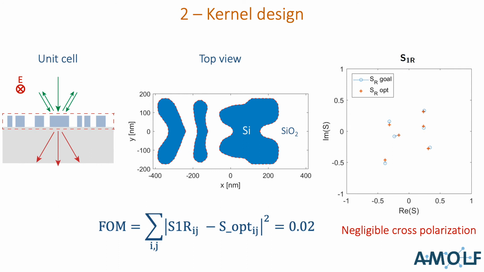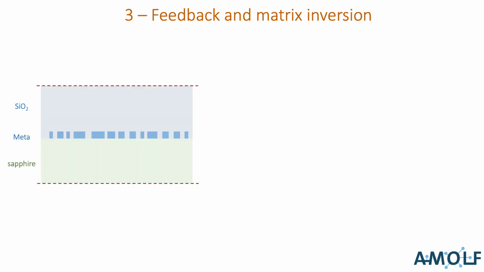The figure of merit is the sum of distances on the complex plane between the desired S parameters and the optimized ones. So in the plot to the right, you can see one point on the complex plane for each S matrix element. You can see here that actually the match is quite good between the desired and the optimized scattering matrix. Now the last ingredient is the feedback system and the matrix inversion.